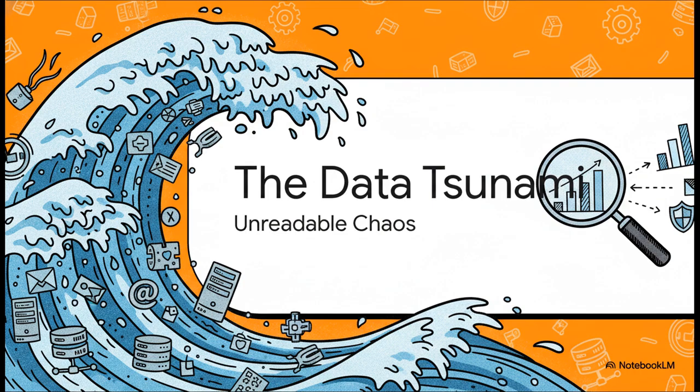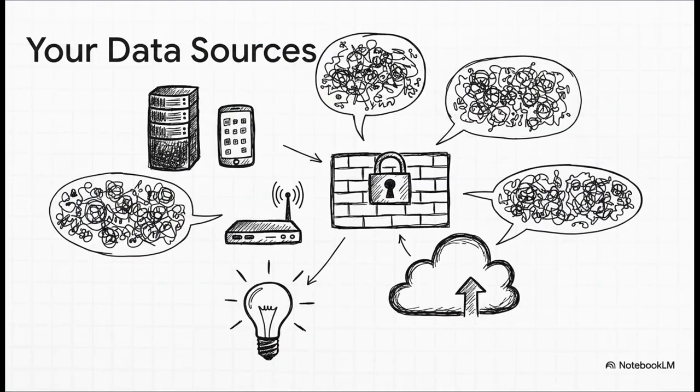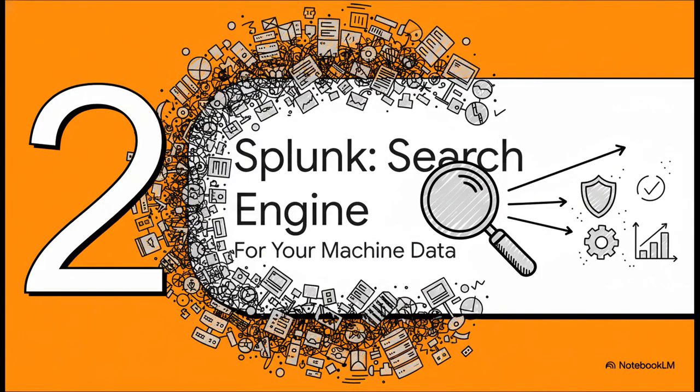Not even close. Just take a second and think about everything that's generating data for you right now. You've got your web servers, your applications, all your network gear and firewalls, maybe even IoT devices and cloud services. Each one is speaking its own unique language, creating this kind of digital Tower of Babel. So when something goes wrong, trying to search through all of this manually, it's impossible. So the big question is, how do you make sense of it all?